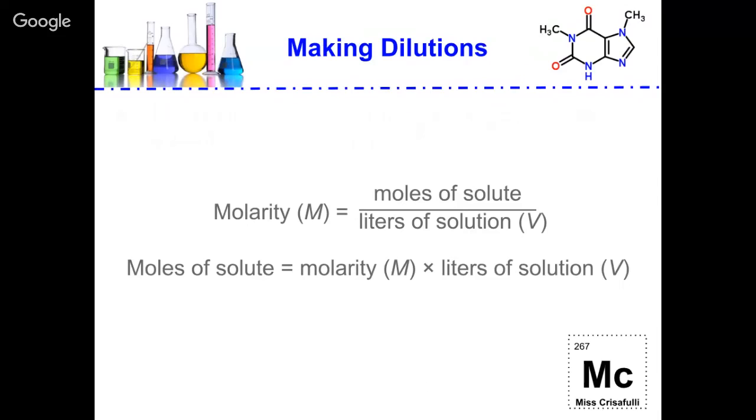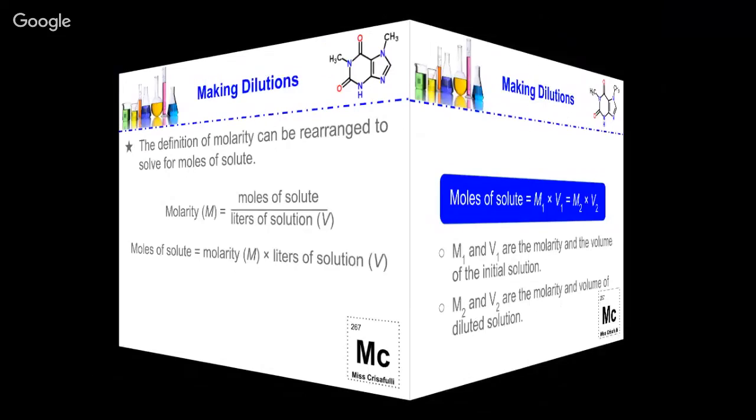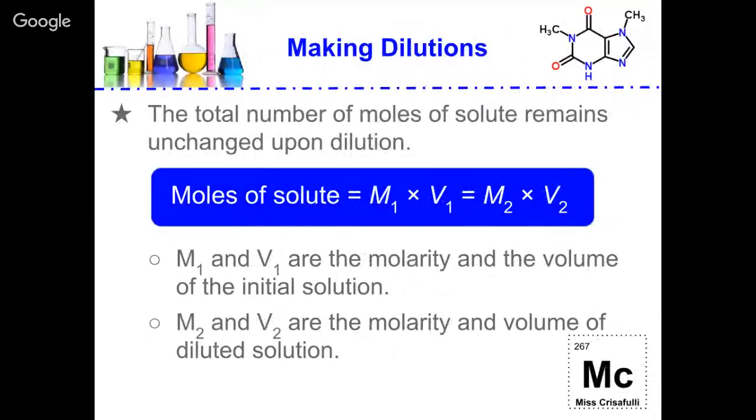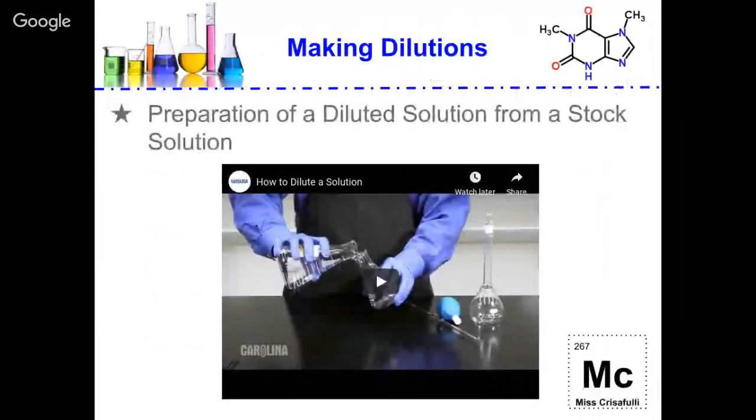When we're looking at diluting solutions, we know that the definition of molarity can be rearranged to solve for moles of solute. So moles of solute is going to be our molarity times our volume. And so when we look at the total number of moles of solute remaining unchanged upon dilution, we know that the mole amounts are going to be equal. So the molarity times our initial volume is going to be the second molarity of the diluted solution times the new volume, and those two values are equal. Now this video is going to show you how to prepare a diluted solution from a stock solution.